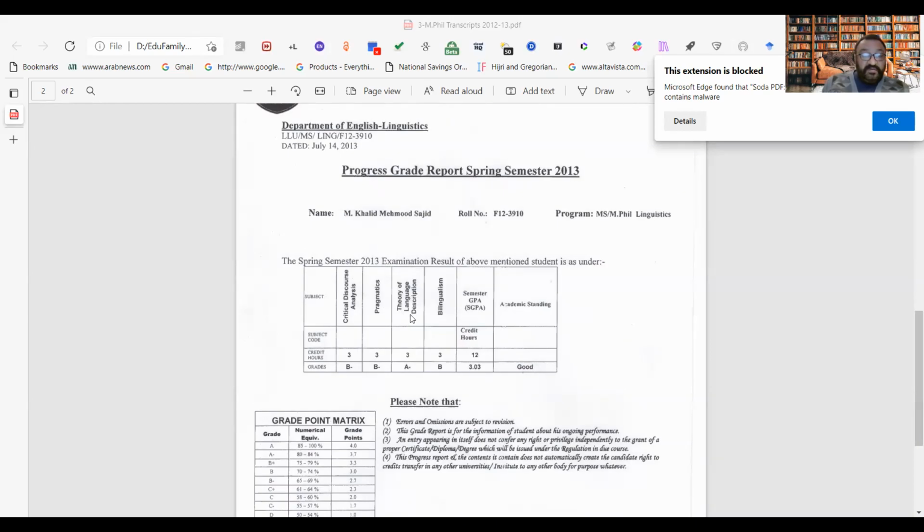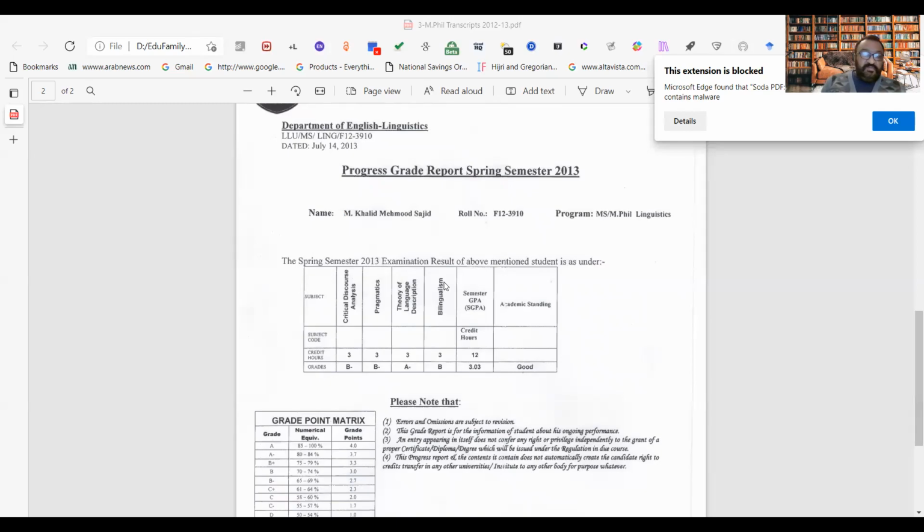Then theory of language description. Theories of language description are necessary. Whether you are doing skills, listening, reading, writing, speaking, accent, or grammar, or language, you have different theories, cognitive, metacognitive. Look at the fourth one, bilingualism. That's very important for us because we are linguists.